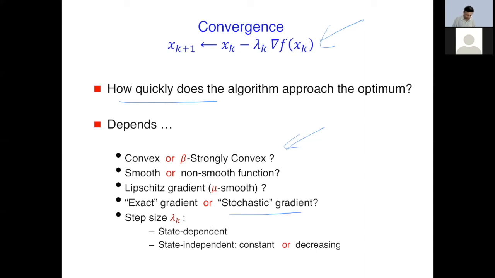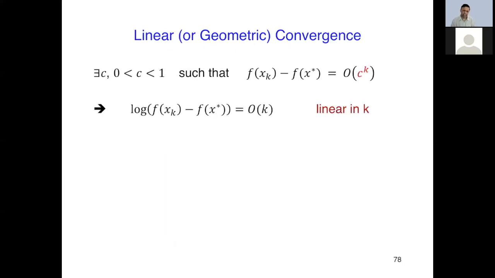It also depends on the choice of the step size. Is the step size constant? Is it time varying? If it is time varying, exactly how does it change? All of those affect the convergence claims. I'm not going to dwell on any of these in great detail today, but let me quickly go through some of the claims.